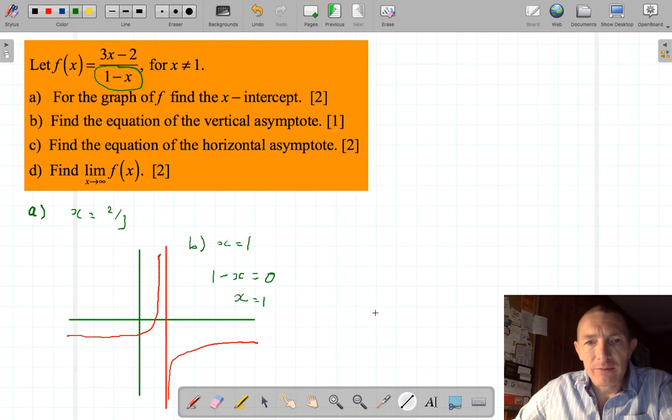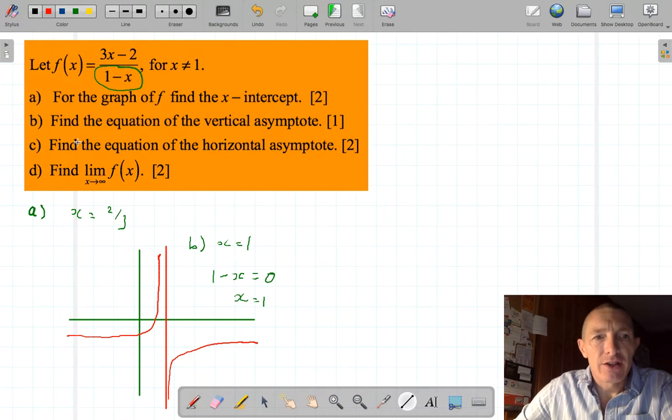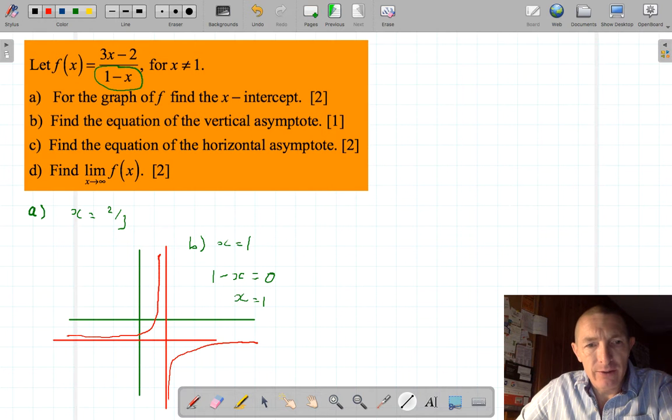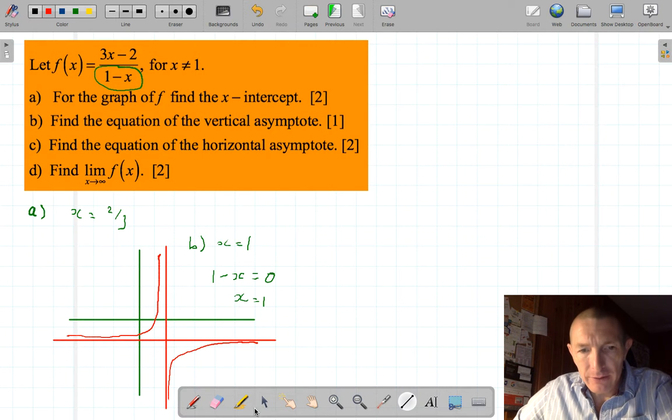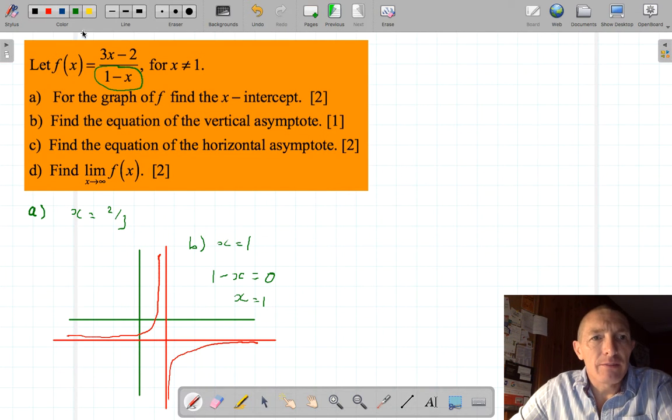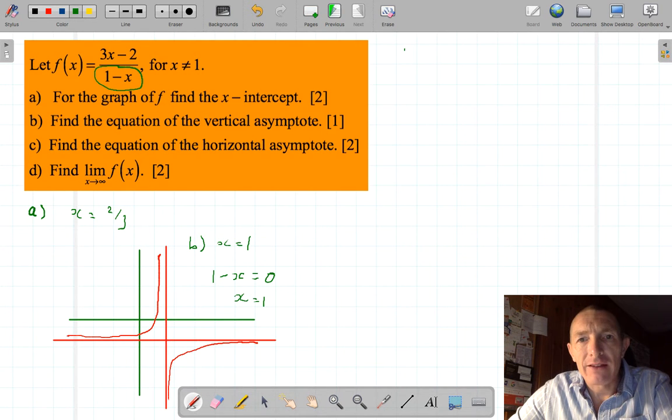My horizontal asymptote is a little bit harder, but actually C and D are virtually the same question. So here's my horizontal asymptote, and that's the line which the curve is never going to get to as x gets larger, or as x gets a very, very small negative number. So how am I going to do this? Well, I simply put in a very, very large number for x. Let's make that some large number such as 1,000, that is fine.